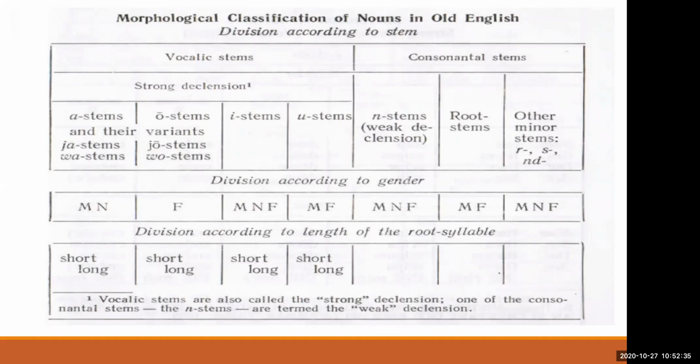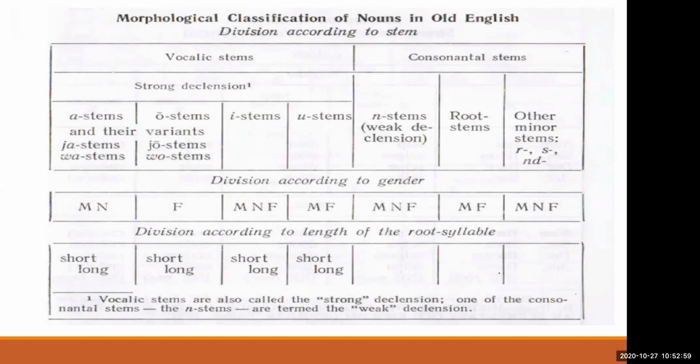Pay attention to these two important declensions. Whereas strong declension of nouns is subdivided into, as it is vocalic stems, that is vowel declension, A stem, O stem, E stem, and U stem declensions. Consonantal stems mostly divide into N stem declension, that is weak declension.